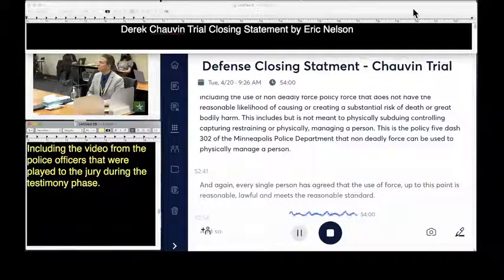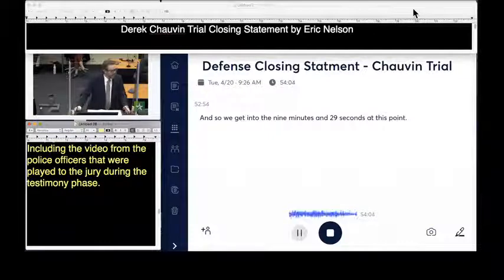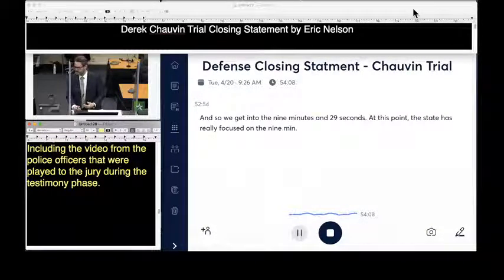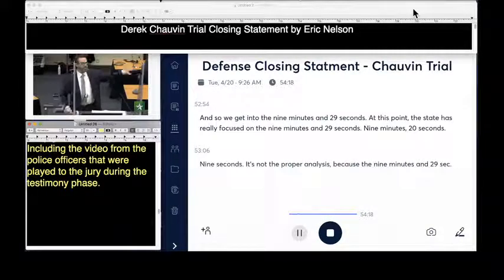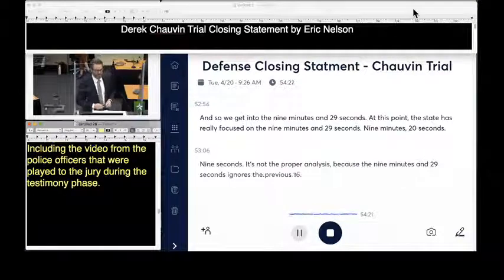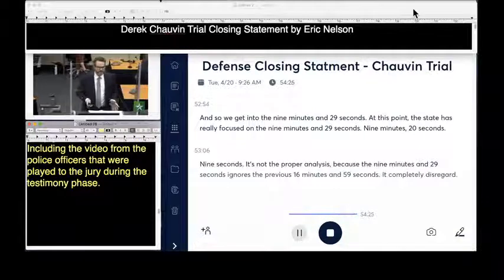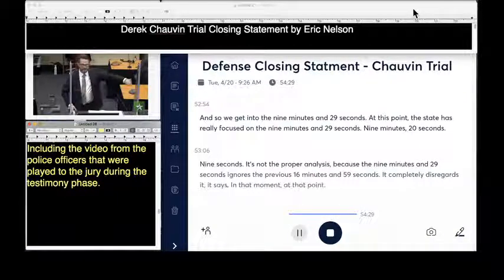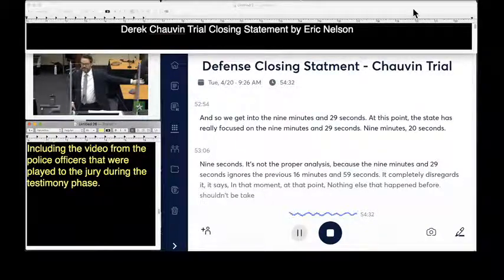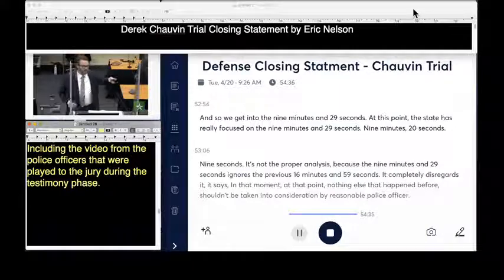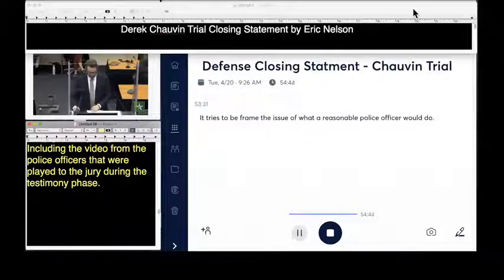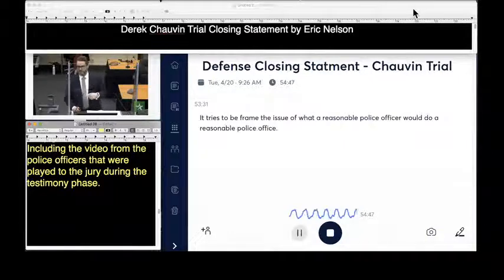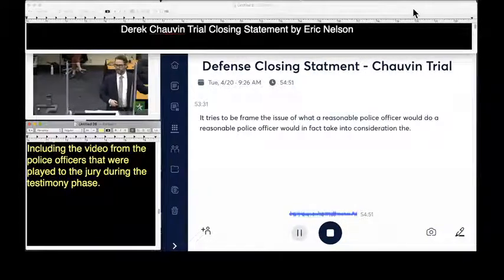And so we get into the 9 minutes and 29 seconds at this point. And the state has really focused on the 9 minutes and 29 seconds. 9 minutes, 29 seconds. It's not the proper analysis, because the 9 minutes and 29 seconds ignores the previous 16 minutes and 59 seconds. It completely disregards it. It says, in that moment, at that point, nothing else that happened before should be taken into consideration by a reasonable police officer. It tries to reframe the issue of what a reasonable police officer would do. A reasonable police officer would, in fact, take into consideration the previous 16 minutes and 59 seconds.